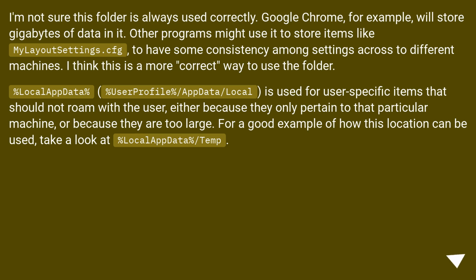%localappdata%, %userprofile%\appdata\local, is used for user-specific items that should not roam with the user, either because they only pertain to that particular machine, or because they are too large. For a good example of how this location can be used, take a look at %localappdata%\temp.